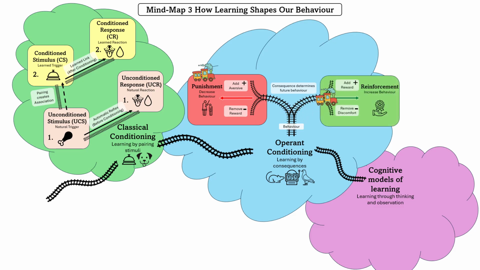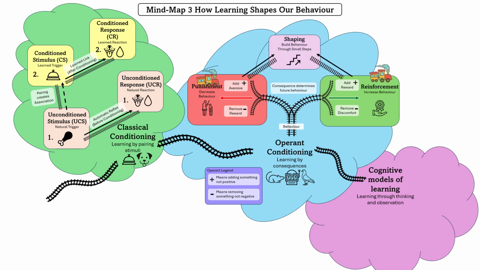On the right-hand side track, we have reinforcement, which increases behaviour. This might involve adding a reward or removing a discomfort, encouraging the behaviour to continue. Notice the plus and minus symbols. They don't mean good or bad, but rather adding or taking away something to change behaviour. Over time, behaviour can be built step by step through shaping, shown by the upward staircase, reinforcing small steps that move closer to the desired action.